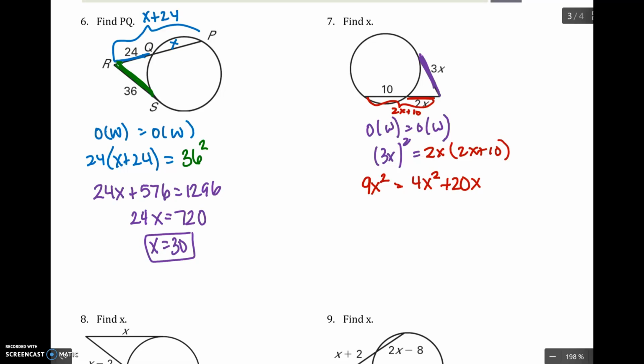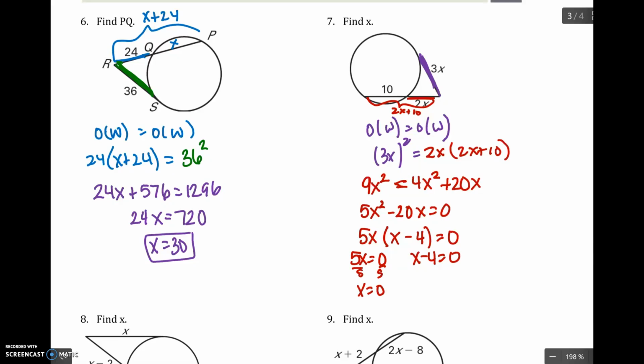And then we're going to subtract and make it all equal 0 because we do have x squareds and x's. So we're going to subtract the 4x over and the 20x over. And now it's GCF. So we're taking a GCF of 5x out. Both are divisible by 5x, leaving us x minus 4. And then we're separating. 5x equals 0, x minus 4 equals 0, and we're solving. Divide by 5 on both sides here, and you'll get 0. And add 4 to both sides here, and you'll get 4.